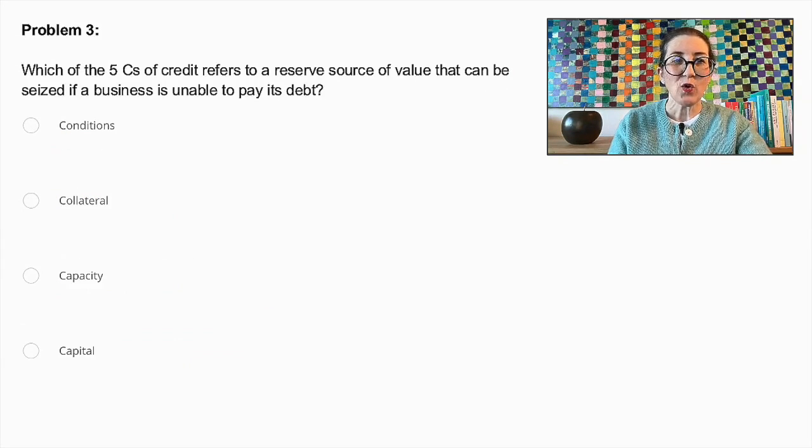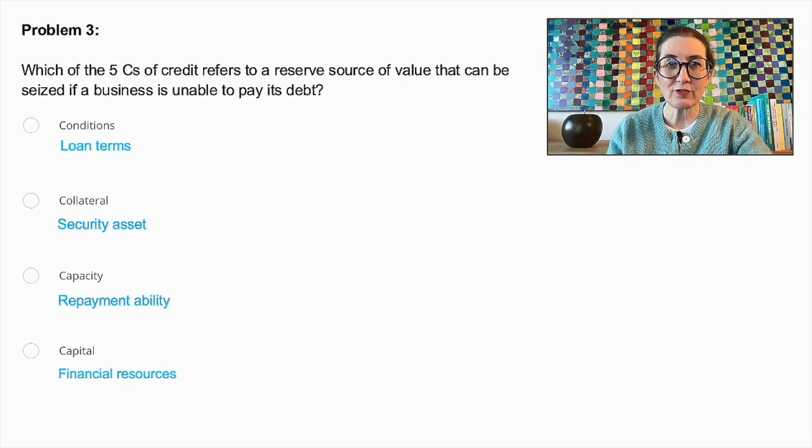Problem 3. Which of the 5 C's of credit refers to a reserve source of value that can be seized if a business is unable to pay its debt? Conditions, collateral, capacity, or capital. Among the 5 C's of credit, conditions are important as they refer to the terms and circumstances of the loan. Capacity assesses a borrower's ability to repay the loan, and capital evaluates the financial resources a borrower has.